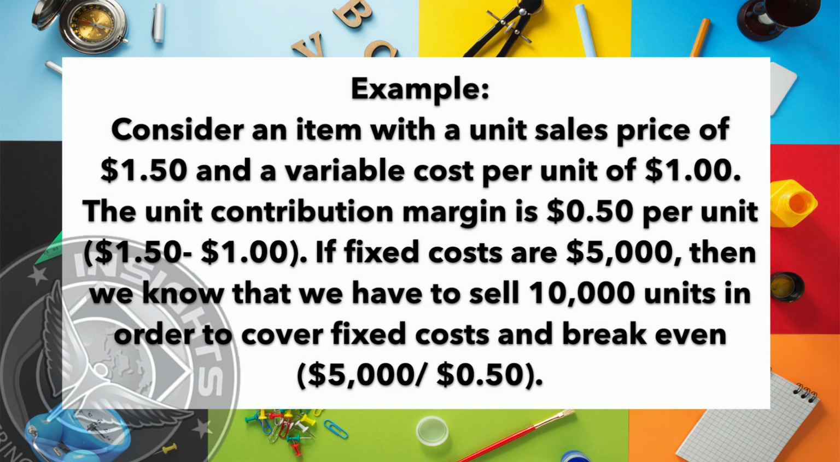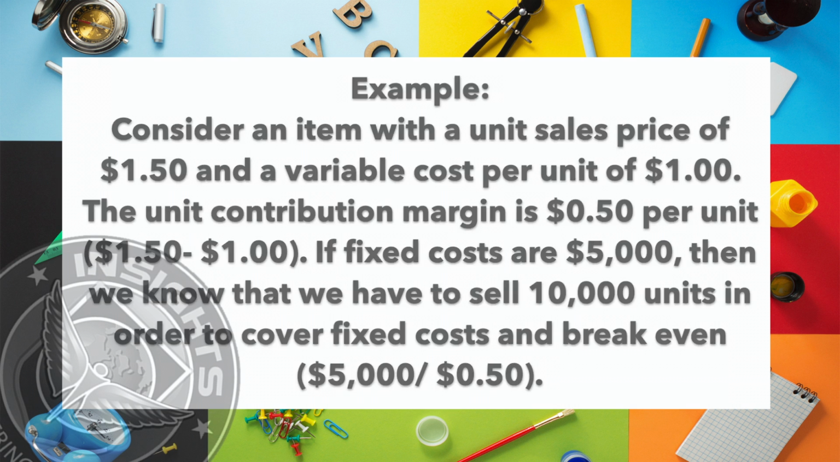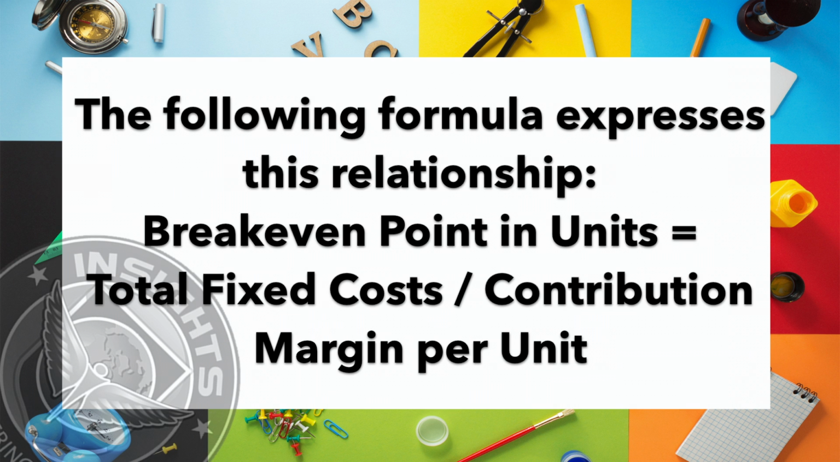$1.50 minus $1. If fixed costs are $5,000, then we know that we have to sell 10,000 units in order to cover fixed costs and break even. $5,000 divided by 50 cents. The following formula expresses this relationship. Break-even point in units equals total fixed costs divided by contribution margin per unit.